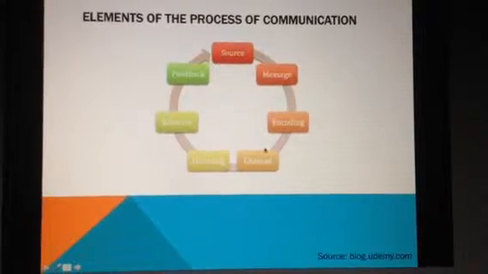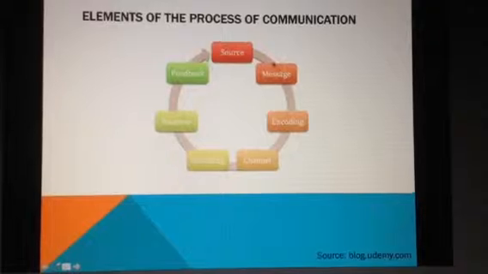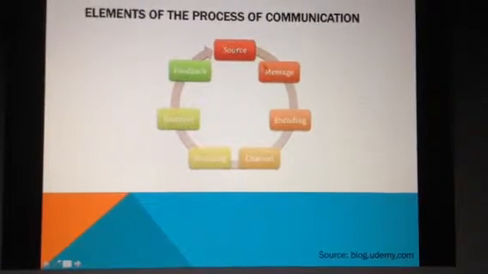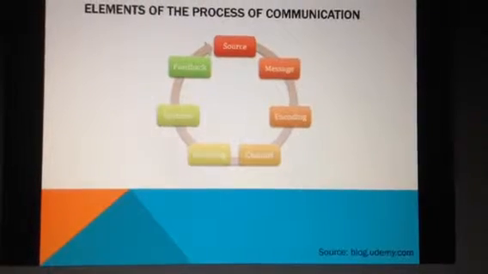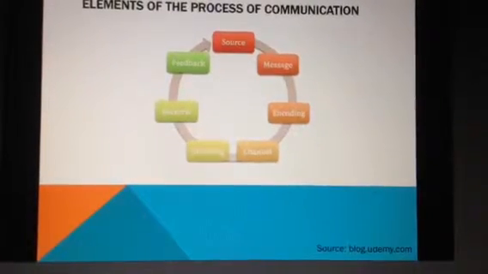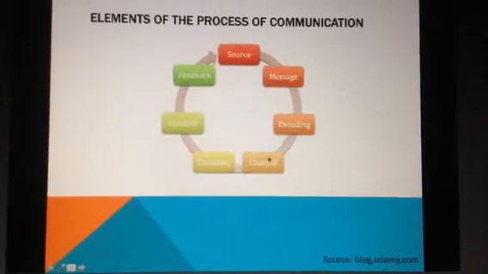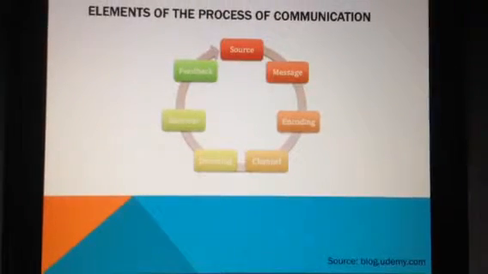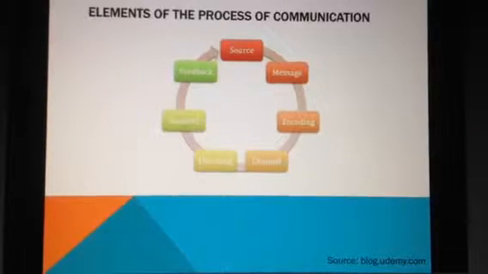This is the flow chart. This is the diagram of the elements that include the source, from where the communication is emerging. And there is a message that has to be conveyed to the decoder. The process of encoding takes place here, whereas there are certain channels that are used by the encoder depending upon the context and means of using the communication.